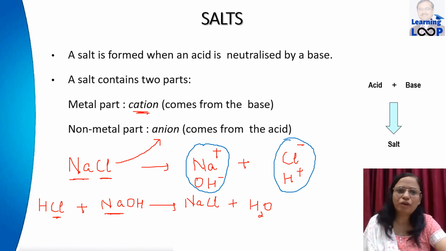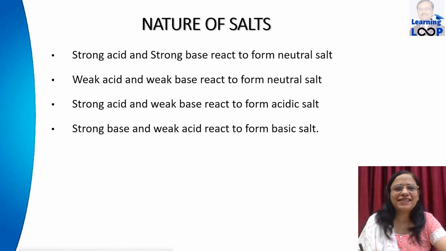Also, just like we have two families, the maternal family and the paternal family, the family of our mother's side and the family of our father's side, similarly salts also have two families: the cationic family, that is the family of the metal part, and the anionic family, the family of the non-metal part. Let's understand this more. As we said, we are going to talk about the nature of the salts in this video.